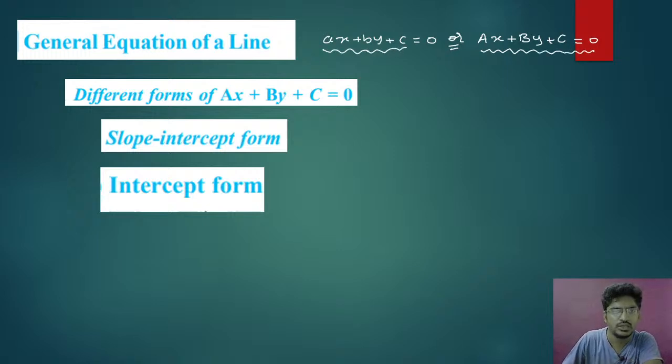From this, now we have to solve for different forms of AX plus BY plus C equal to 0. So what are the different forms of ax plus by plus c equal to 0? One is slope intercept form and another one is intercept form. So first we have to see what is slope intercept form. And you all know that slope intercept form is y equal to mx plus c. Clear? So this is slope intercept form that we have already solved in the previous class.